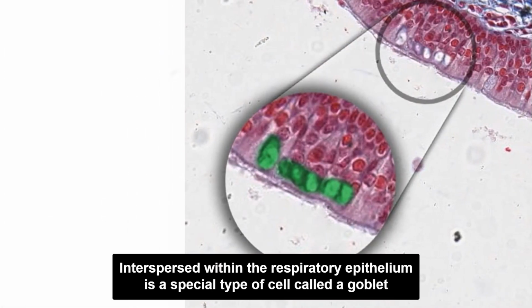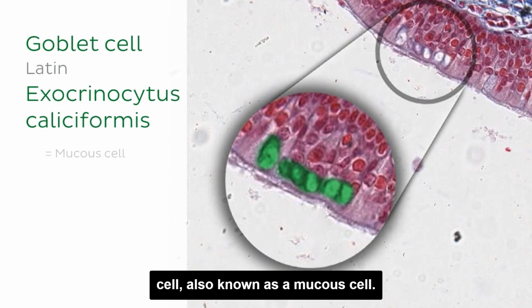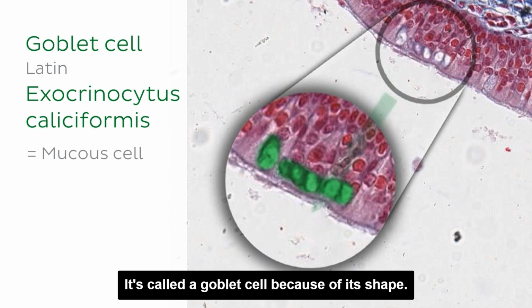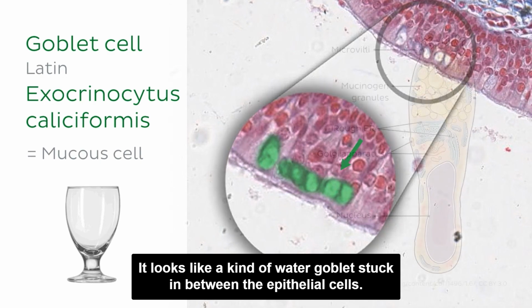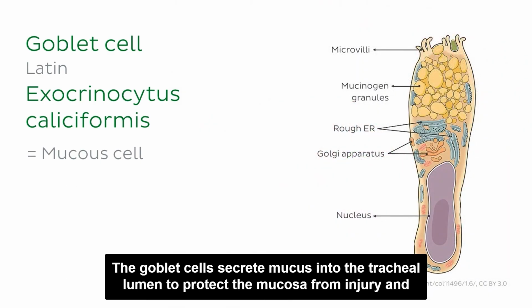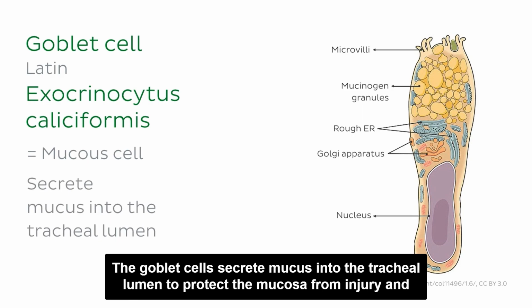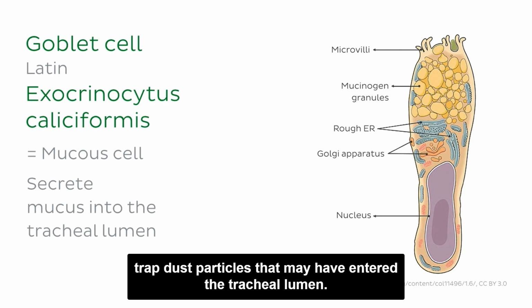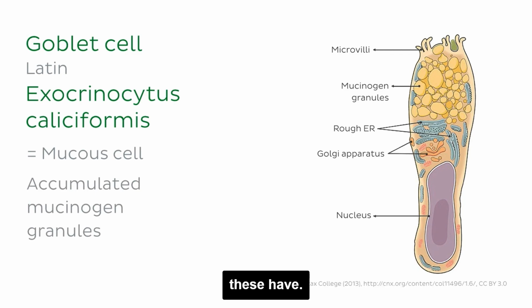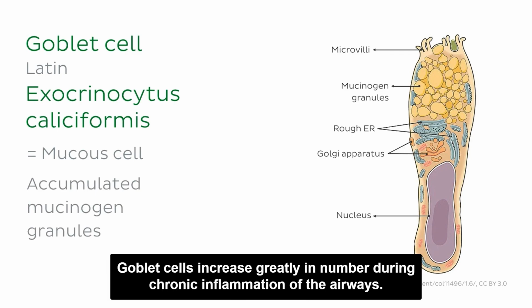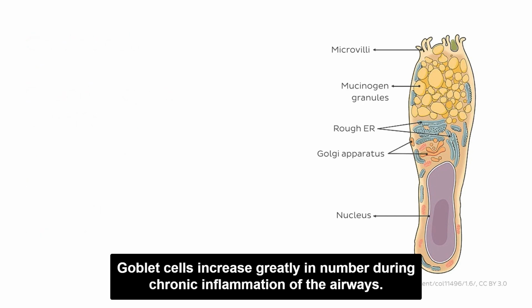Interspersed within the respiratory epithelium is a special type of cell called a goblet cell, also known as a mucus cell. It's called a goblet cell because of its shape. It looks like a kind of water goblet stuck in between the epithelial cells. The goblet cells secrete mucus into the tracheal lumen to protect the mucosa from injury and trap dust particles that may have entered the tracheal lumen. They're easiest to see when they have accumulated mucinogen granules in their cytoplasm like these have. Goblet cells increase greatly in number during chronic inflammation of the airways.